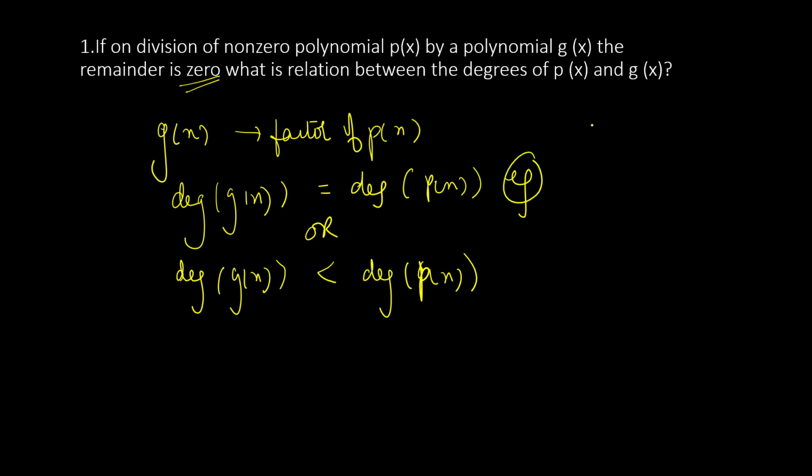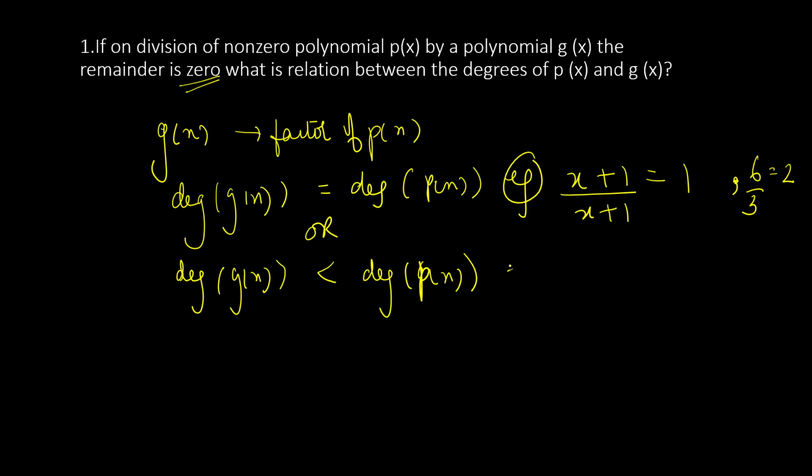For example, if you are going to be dividing x plus 1 by x plus 1, we know you get the quotient as 1 over here, and hence the remainder over here would be 0. X plus 1 is a factor of x plus 1. Another example for the same would be when you divide 6 by 3. 6 divided by 3 is 2, remainder is 0. Here also the degrees are the same. This is one case.